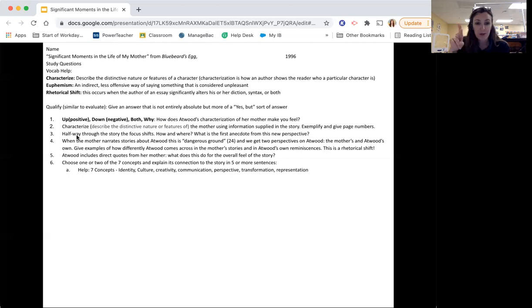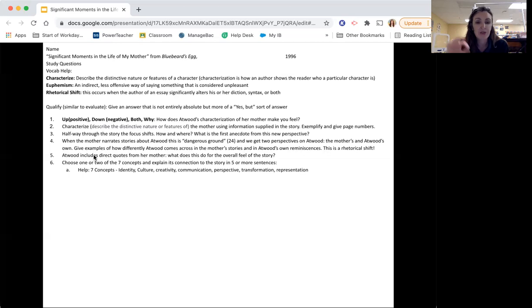And then halfway through the story, you're going to see that shift that I talked about, that rhetorical shift in the perspectives. First, it's the mom telling about her own life, and then it's the mom talking about Atwood. But again, Atwood is the one that's writing everything. And so then pay attention to how differently Atwood comes across in the mother stories versus her own reminiscences. So she includes both the mom's telling of her daughter's stories, and then the daughter saying, but this is really what was going on in my head. This is a rhetorical shift. So pay attention to that.